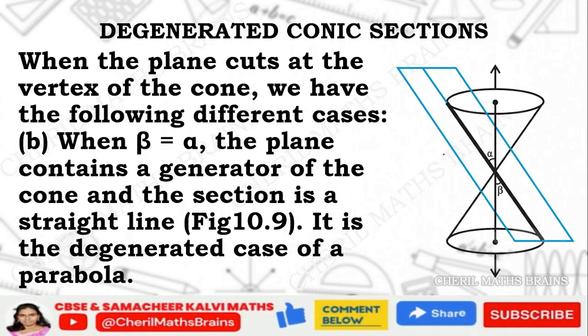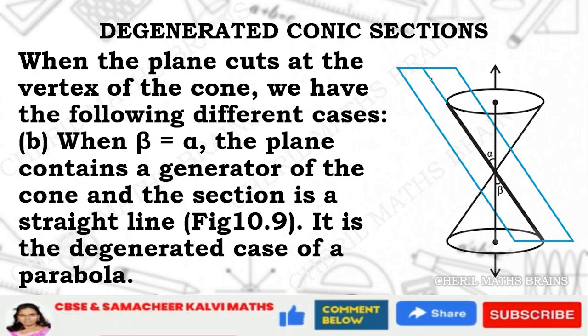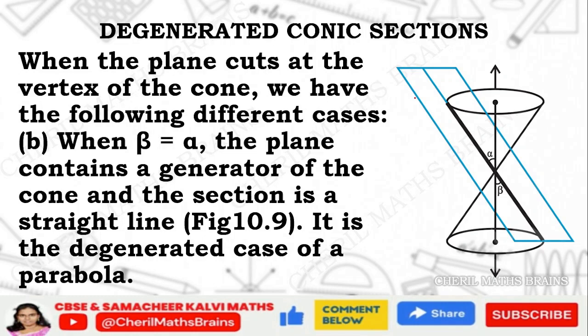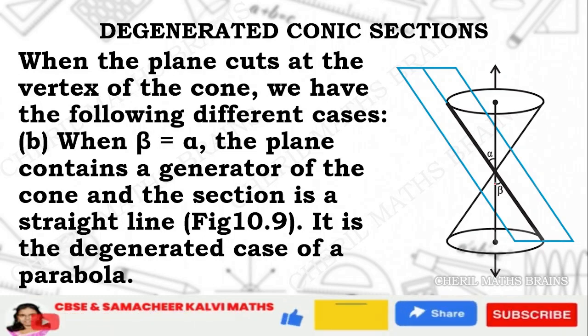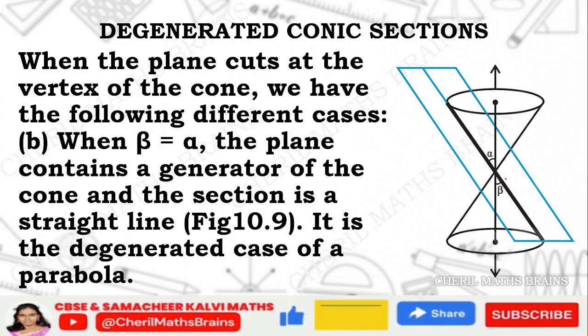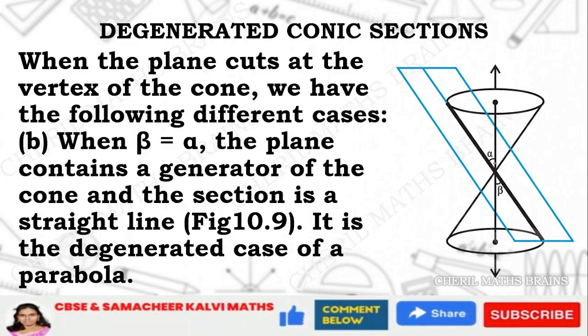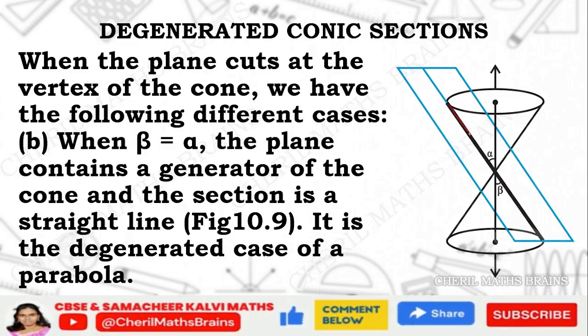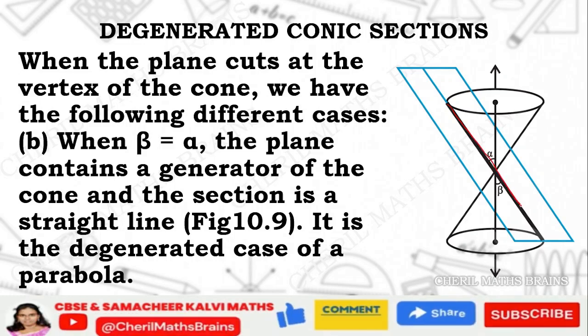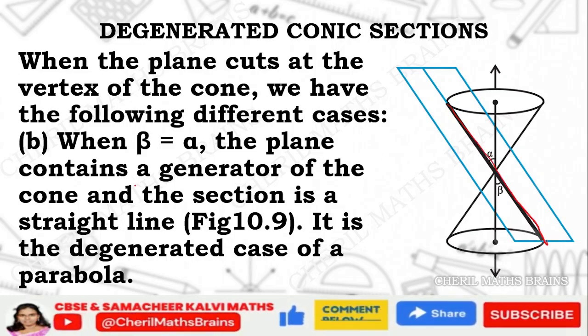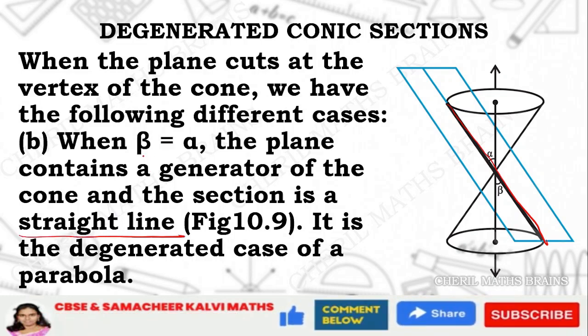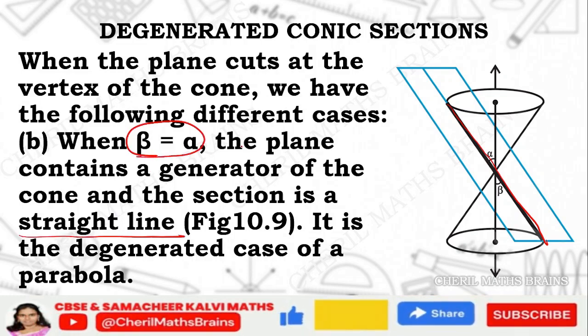The next case is when you cut along this section, where alpha is equal to beta. When alpha is equal to beta and you cut like this across the vertex, this is the straight line which you are going to get. So this degenerated section is a straight line, where alpha is equal to beta.